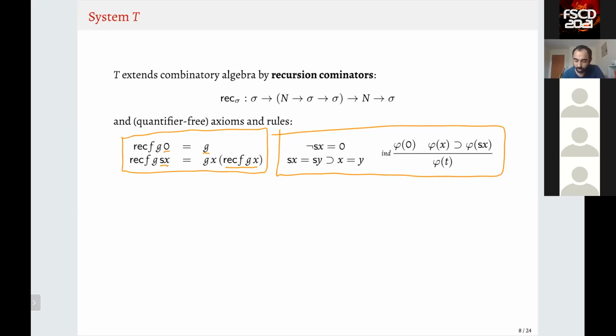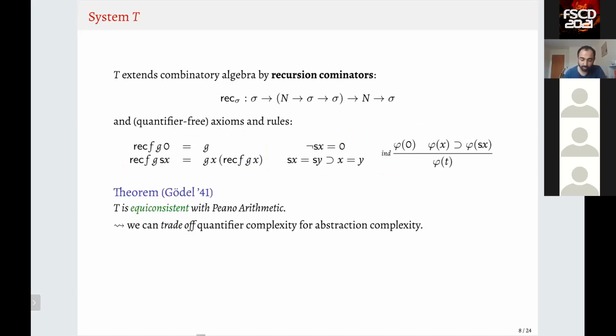And why is this such an important theory? Well, mainly because of this famous result of Kurt Gödel. So I give the year as '41. I'm not sure exactly how early he did it, but I think this is the earliest known reference of this result. I state it like this, just so it's comprehensible to everyone. T is equiconsistent with pure arithmetic, but in fact, his interpretation shows a lot more. He gives a way to interpret all of pure arithmetic within system T.